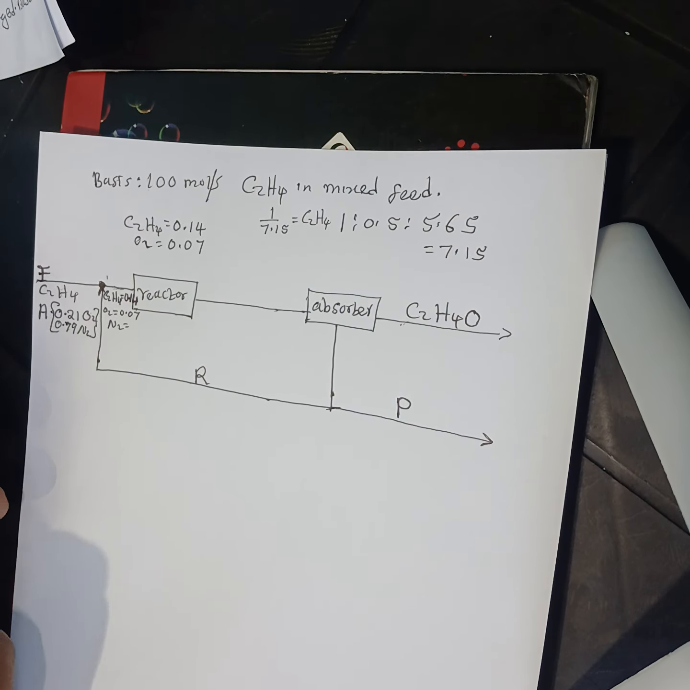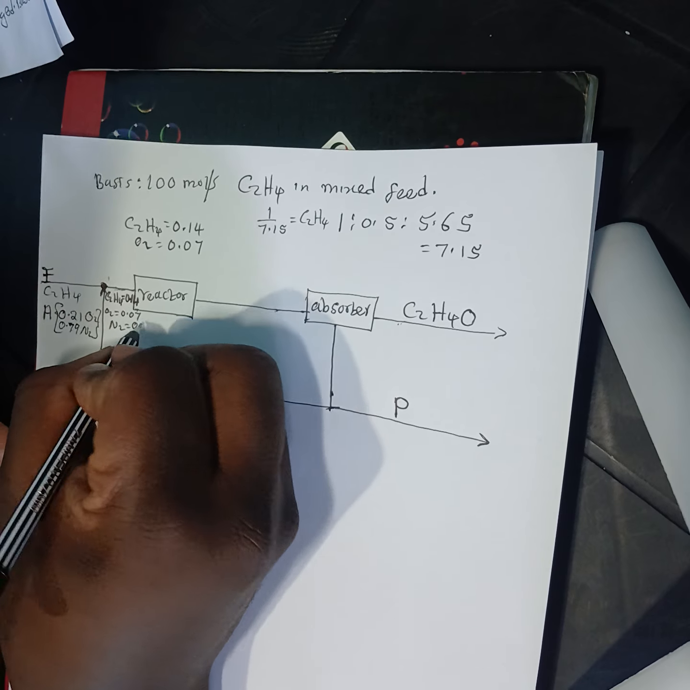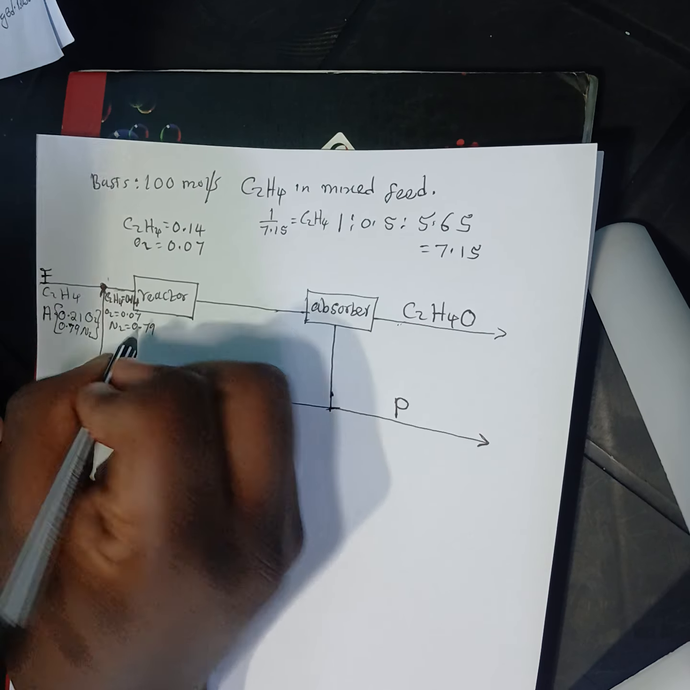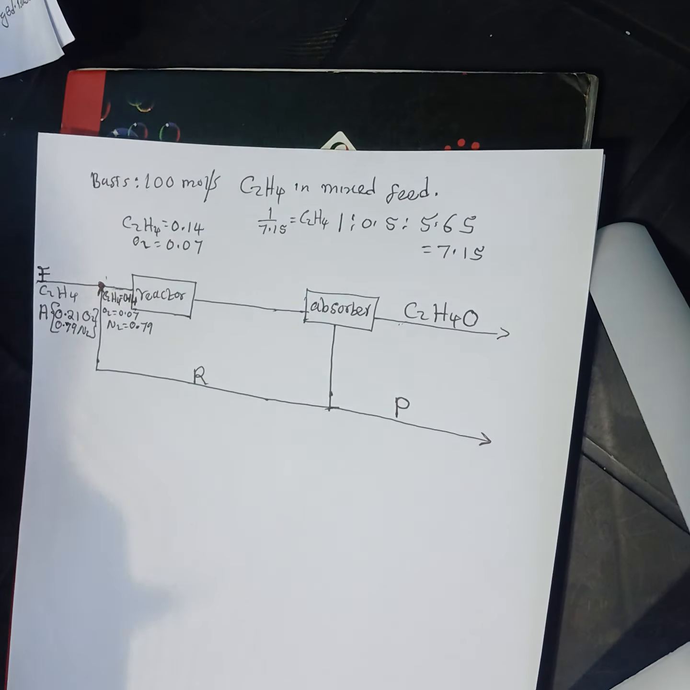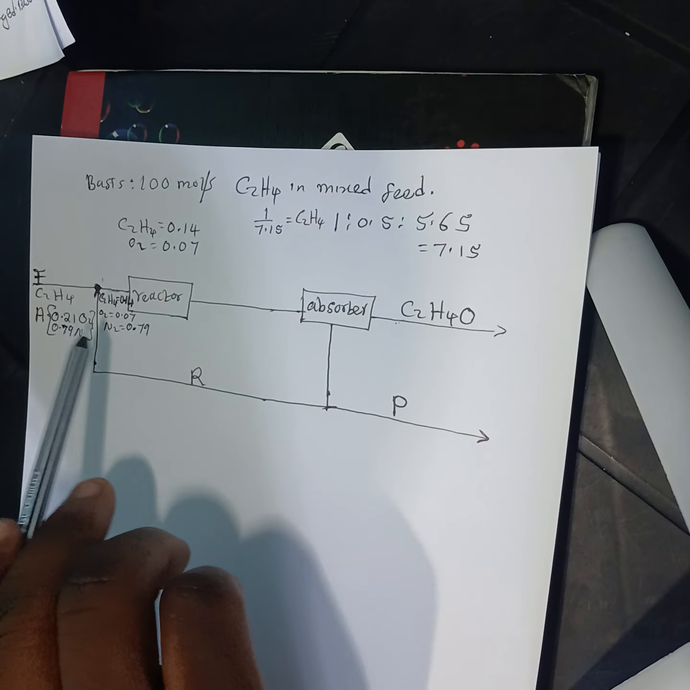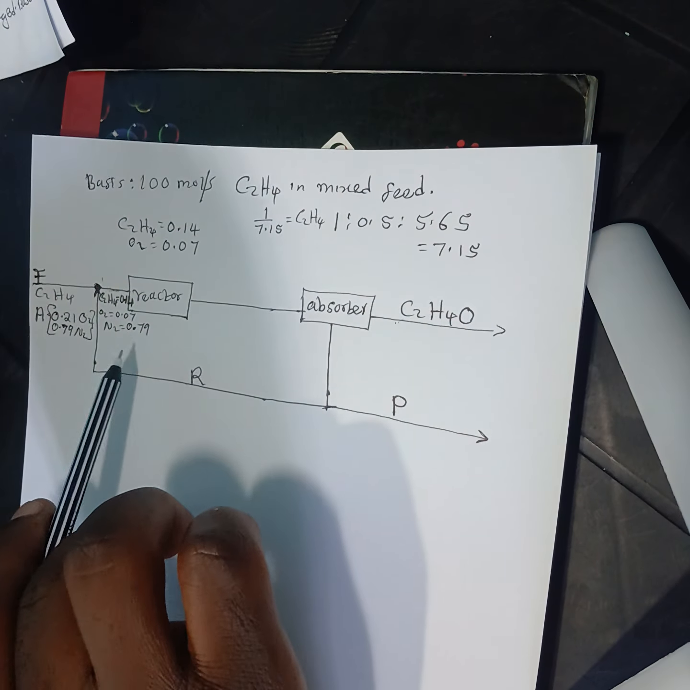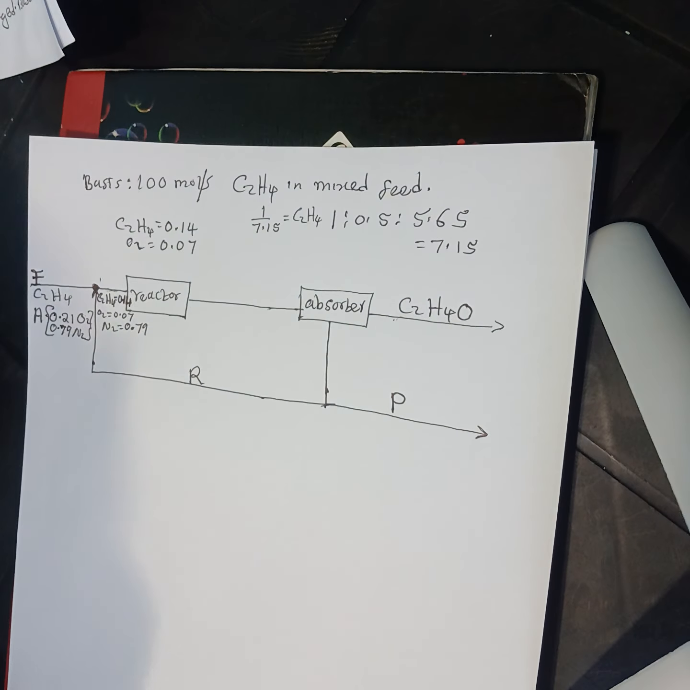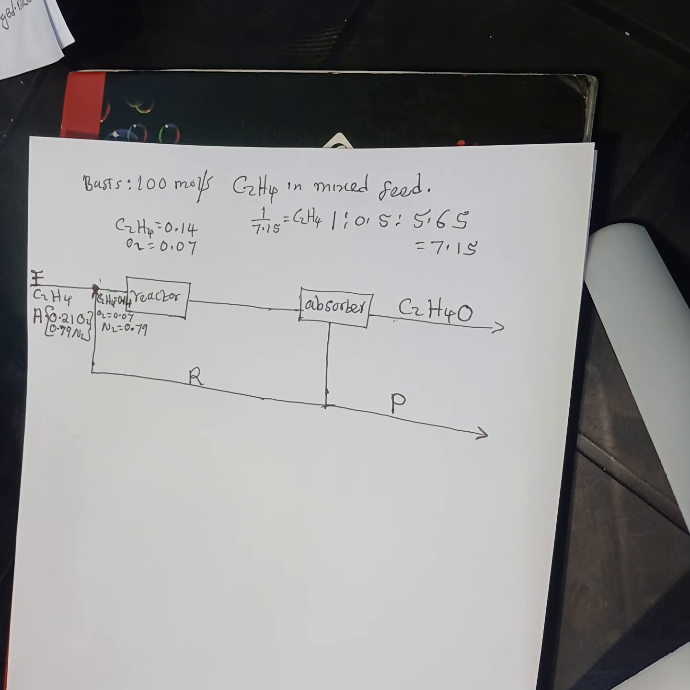And what is remaining here is the nitrogen. So the nitrogen will be 5.65 divided by 7.15, which gives us 0.79 for nitrogen. Okay, so this is the composition of the mixed feed. Now, we proceed and read.